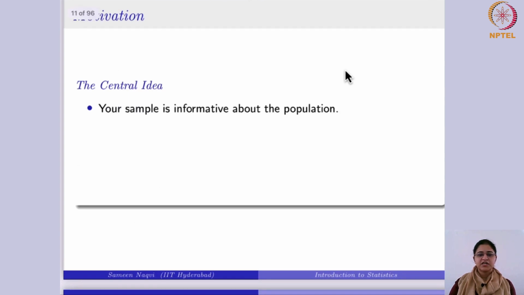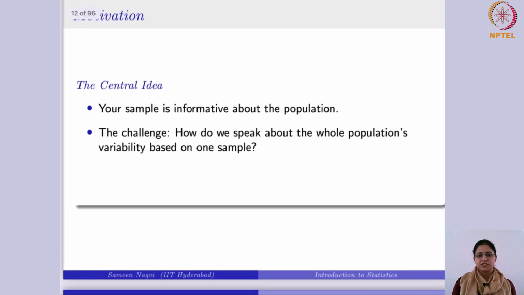The central idea is that your sample is very informative about the population, right? Any sample that you are taking is going to reflect the population, provided it is a representative sample. For instance, if you want to analyze the marks of your class, so you might take a sample from there, and there you want to study the test score, the average test marks, and based upon that you want to generalize that, right?